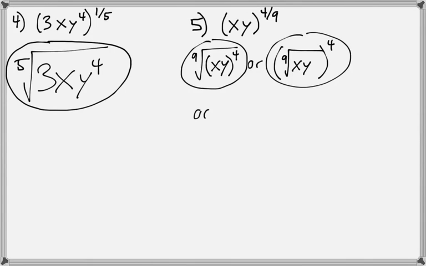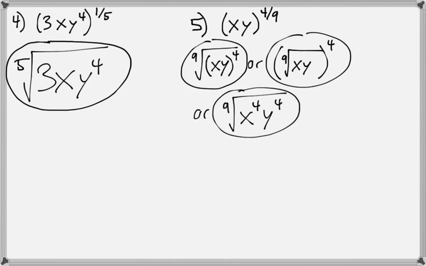Or you could actually distribute that 4, and you could say this. So this would also be an acceptable way to write this. So there's a lot of acceptable ways to write this.